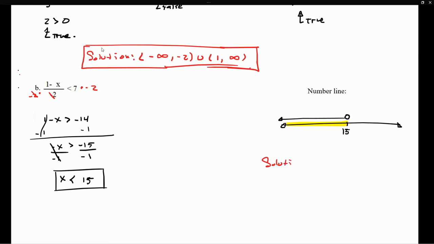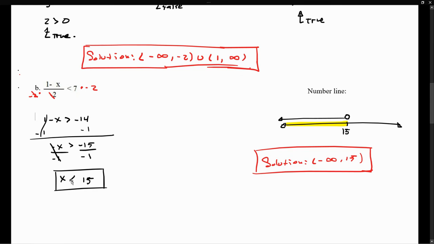So my solution is the interval from -infinity all the way to 15, with open parentheses, because we cannot include the value of 15 since we don't have a less than or equal to. We just have a less than statement. So therefore, 15 is an open value.